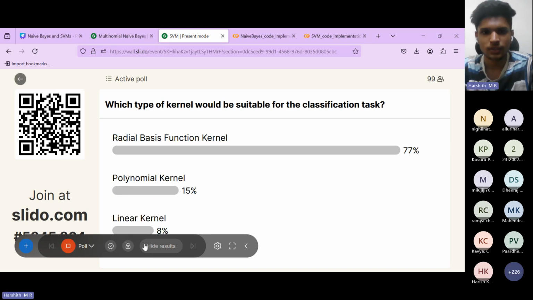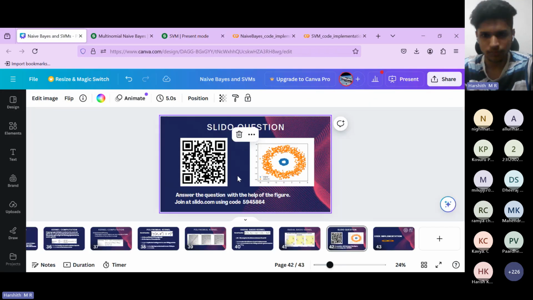I'll show the results. Yeah, most of you had answered it to be radial basis kernels. So that is the correct answer. For this type of data set, we need to use a radial basis kernel. Yeah, that comes to the end of our SVM class. We'll see how these SVMs are implemented in code.